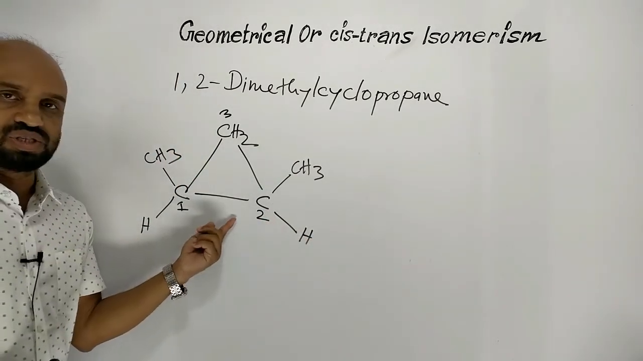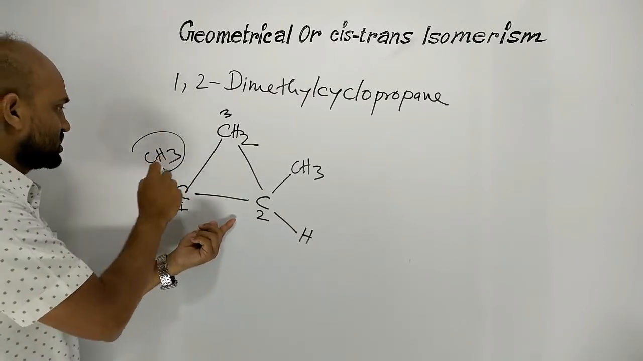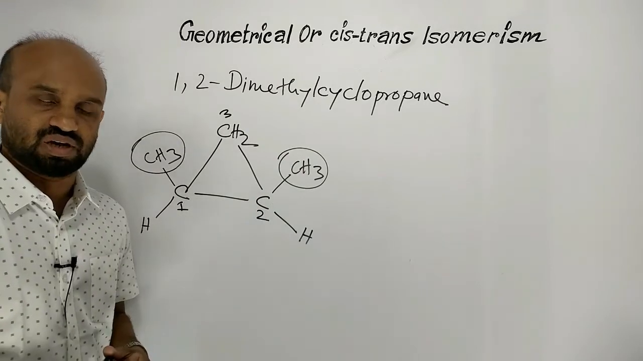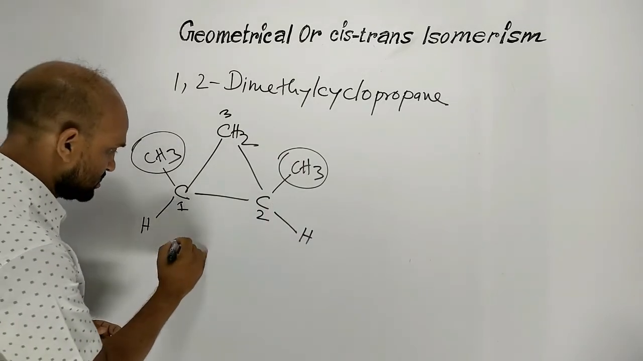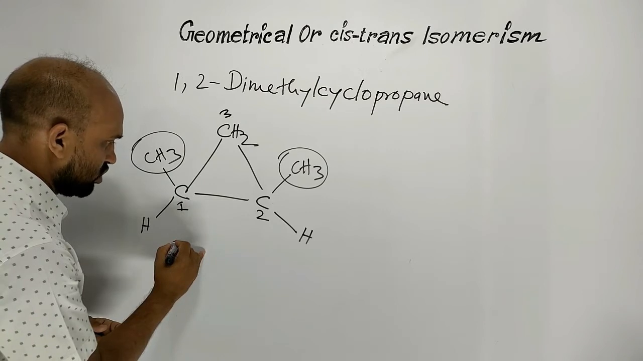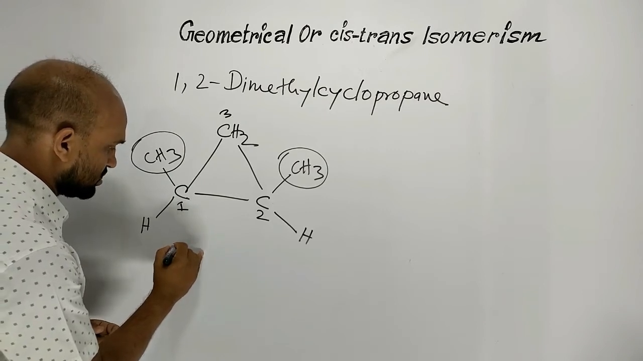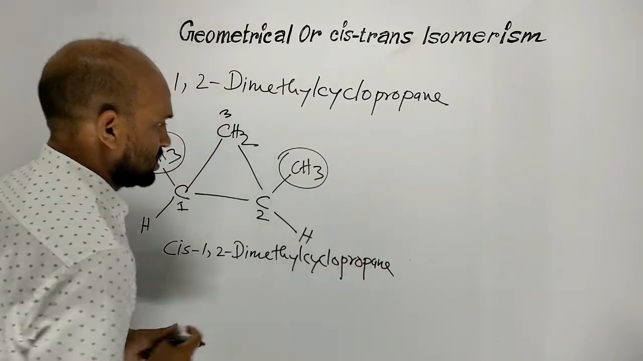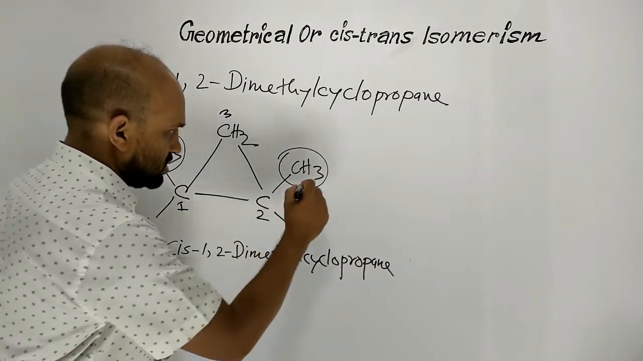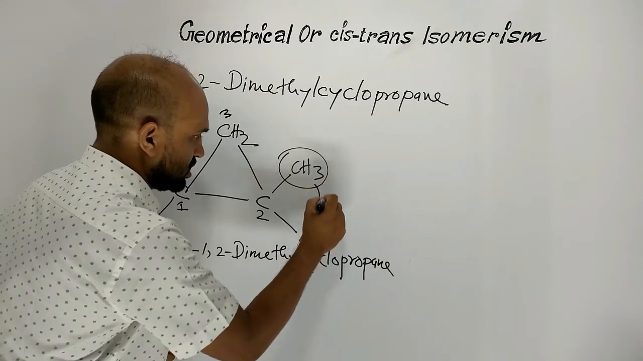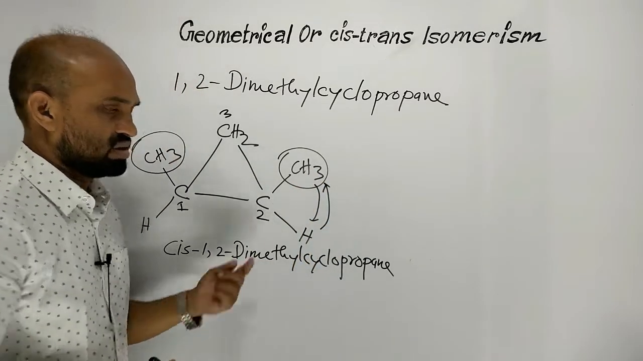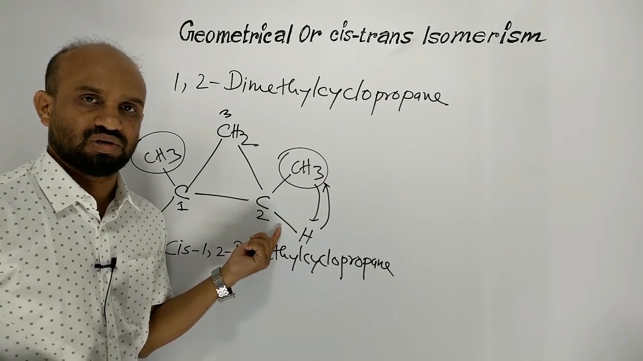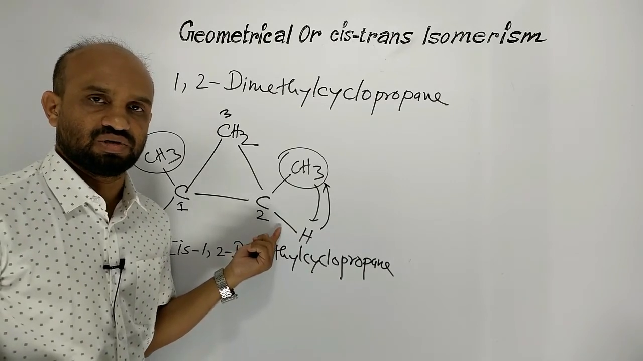In this compound we see that similar groups remain on the same side. That is why this is cis-1,2-dimethylcyclopropane. When these two groups are interchanged in their places, then we get another isomer. Let's write the isomer.